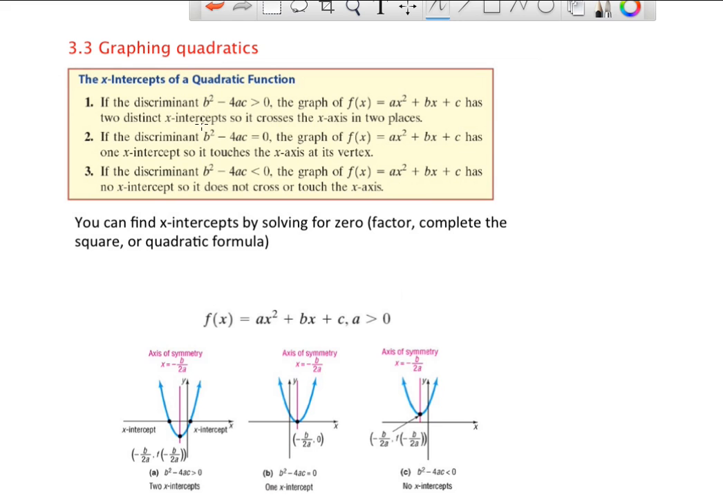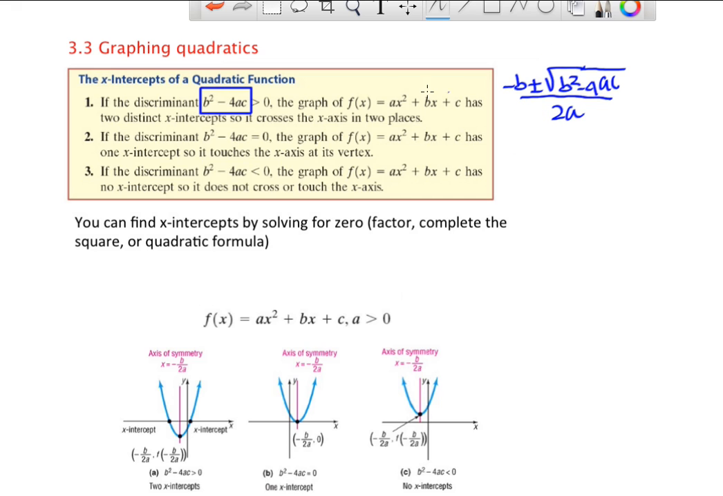There are ways that you can see how many intercepts a quadratic has, and it comes from this thing over here, which is called the discriminant. And that should ring a bell, because that probably has something to do with the quadratic formula: negative b plus or minus the square root of b squared minus 4ac, all divided by 2a. Okay, how does this determine the intercepts?